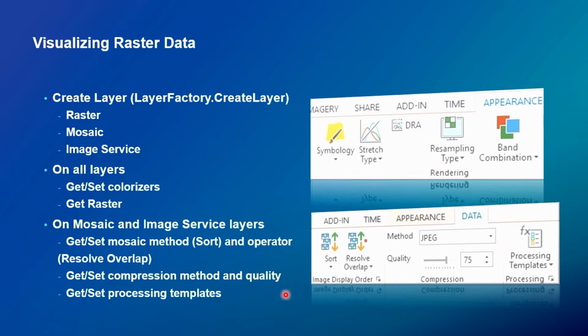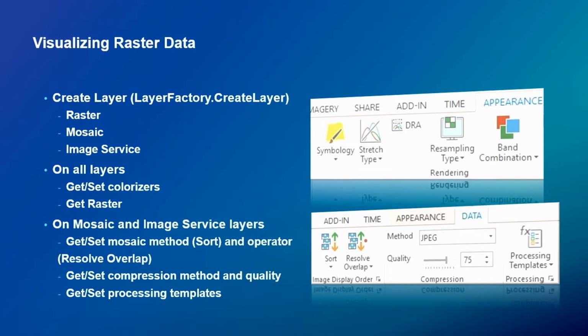So we also give you the ability to get and set compression method and quality, which can make a difference in the performance when you're viewing and working with imagery. Last but not least, you can get and set processing templates. Now, processing templates are basically additional processing you can define and attach to a mosaic dataset or an image service that allow you to process data on the fly in multiple ways.